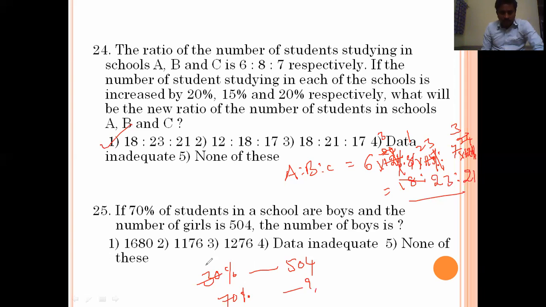now 3 ones are 3, 3 twos are 6, 3 sixes are 18. 10% value is 168. 70% means 7 times of 10%, so multiply this value also with 7. 7 eights are 56, 7 sixes are 42, 7 ones are 7, plus 4 is 11. 1176, option number 2 is the right answer.